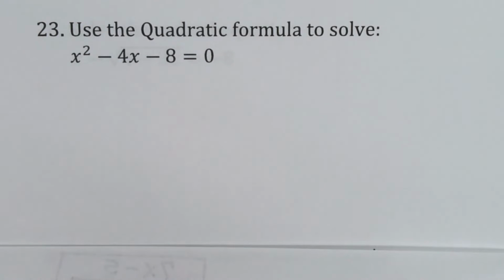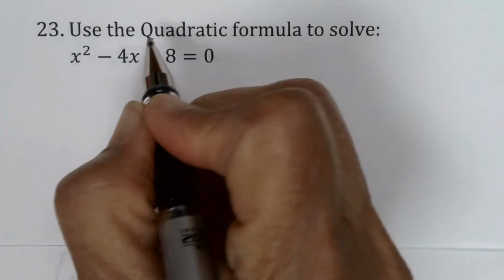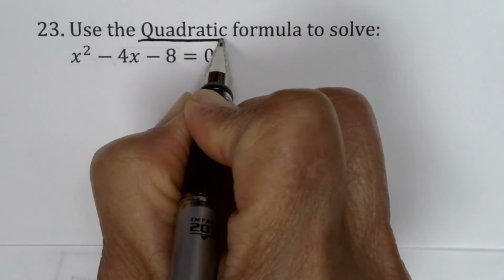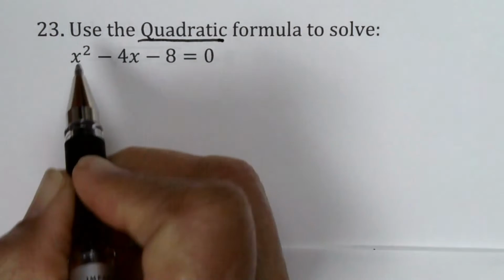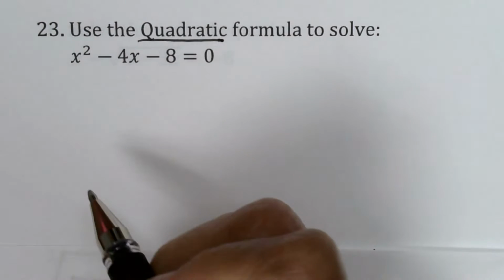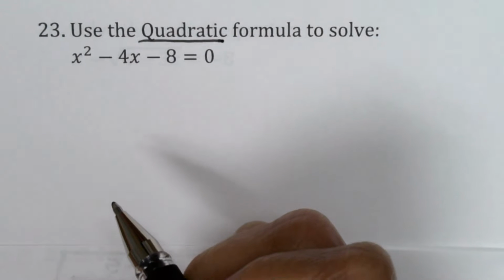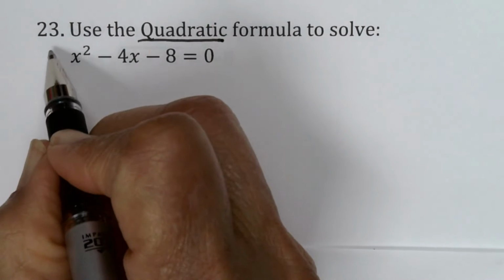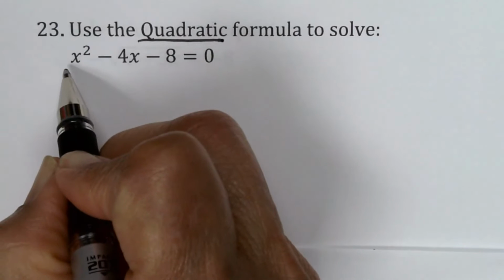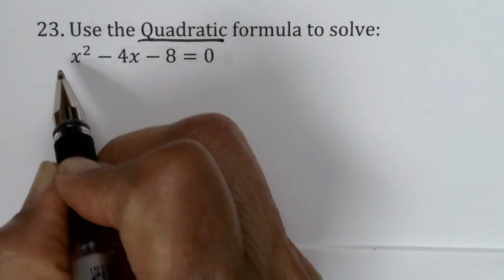Question 23 wants us to use the quadratic formula to solve. In order for us to use the quadratic formula, number one, this has to be a quadratic equation. Highest power is a 2, which is a quadratic. The next thing is that you cannot have a number other than a 1 in front of your squared term. So that is good too.